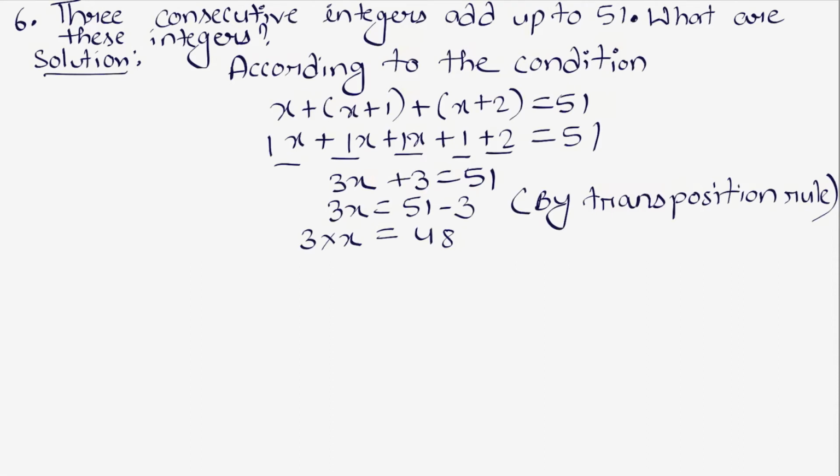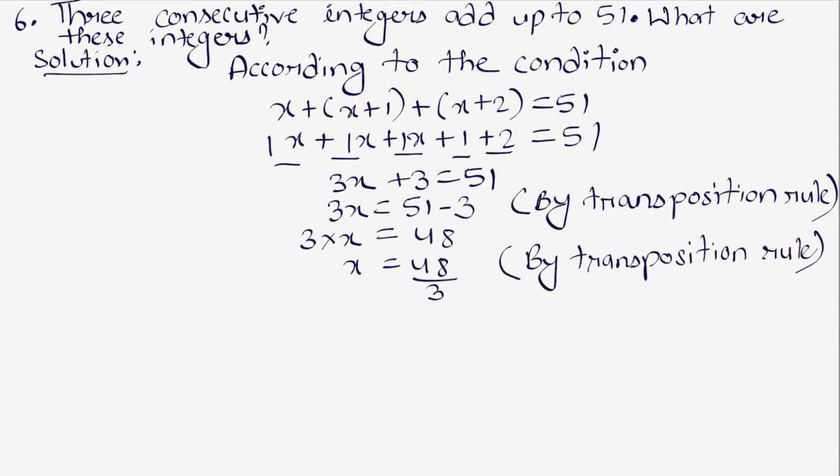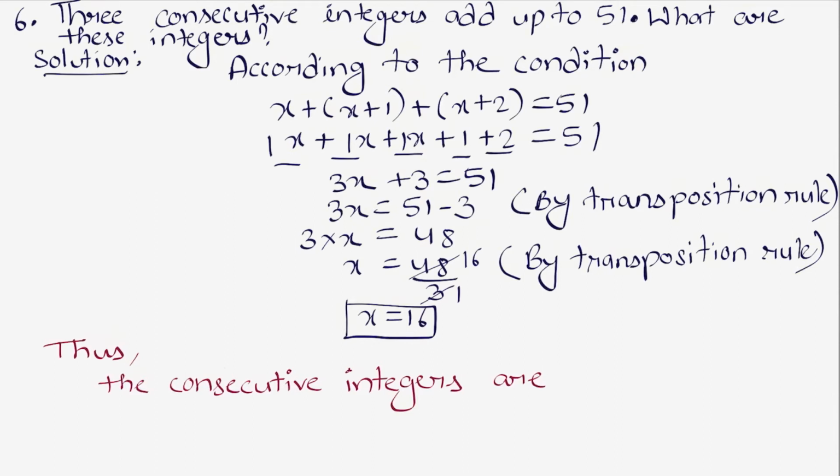Now 3 is multiplied with the variable x, and if it is moving to the other side, it is going to get divided. So we have x is equal to 48 upon 3. We are going to cancel with the help of 3's table. 3 ones are 3 and 3 16s are 48. Thus the consecutive integers are x is equal to 16, x plus 1, the next integer, 17, x plus 2, 16 plus 2, 18. So we can say 16, 17 and 18 are the three consecutive integers and they add up to 51.